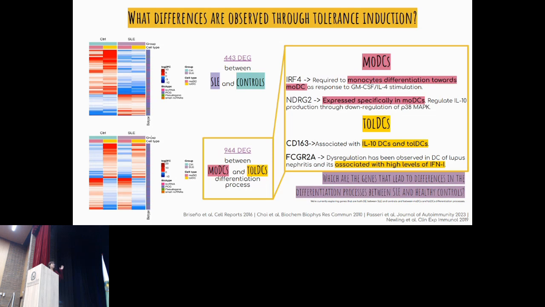And we also can observe FCGR2A, whose dysregulation has been associated with lupus nephritis, one of the main characteristics and manifestations of lupus. And yes, we can see differences. So the next step that we're taking is to identify which genes are differentially expressed not only between lupus and control, but also during this differentiation process, which can allow us to identify what happens when we induce this Toll disease in lupus, which obviously does not have the same effect as in the controls.